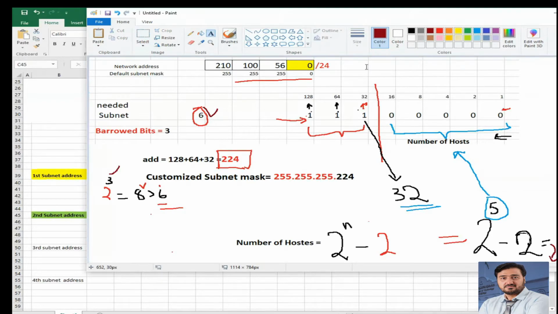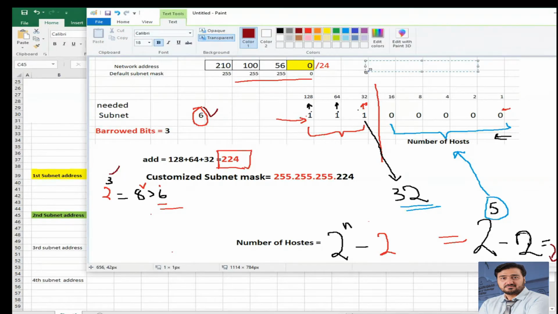The range means the block size, the range between the first subnet and the second subnet. You can write range or block size. How can you find the range or the block size between the first subnet, second subnet, third subnet?